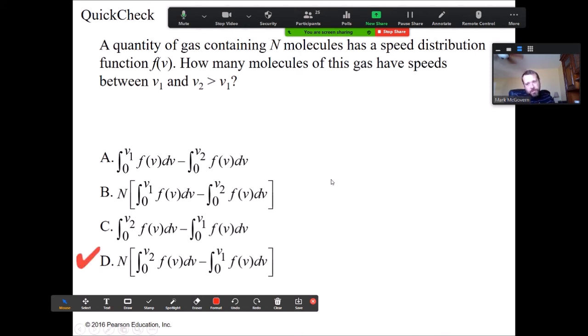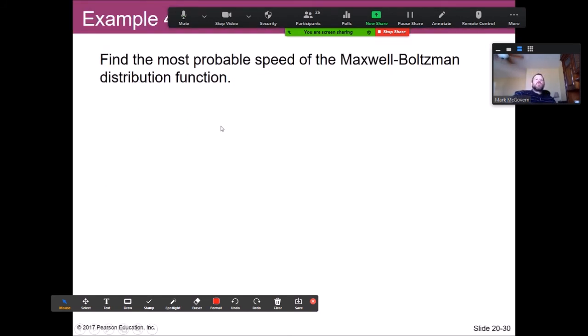Why? Here's what you do. You take that distribution function. You integrate it from 0 to V2. What does that tell you? It tells you the percentage of speeds up to the value of V2. Then you integrate from 0 to V1. You get the percentage of values up to V1. When you subtract the integrals, you get the percentage in the interval, and that always corresponds to a normalized value of 1. So if one particle is doing that, you multiply by n, and you get n number of particles. There you go. We want to find the most probable speed of the Maxwell-Boltzmann distribution function.